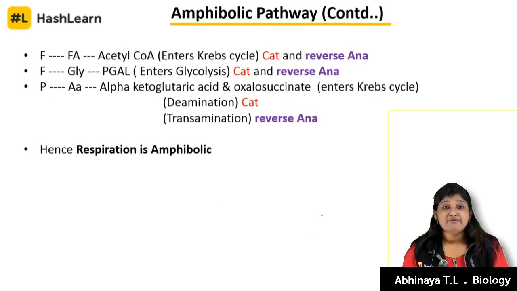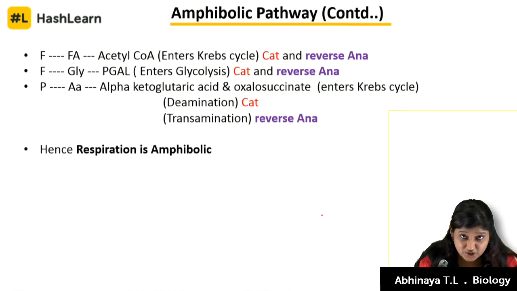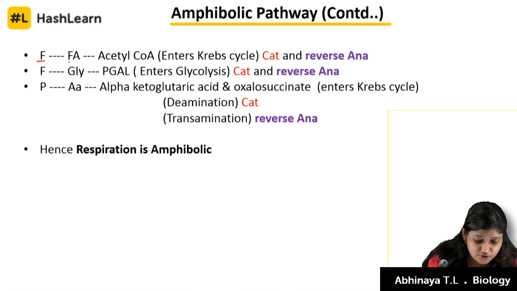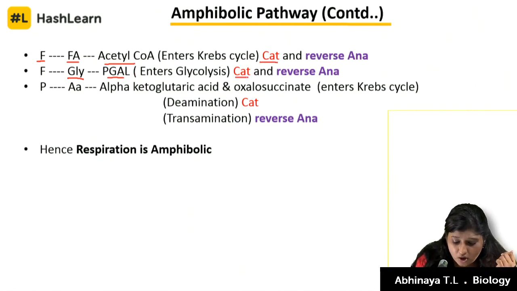At the end, with amphibolic, I told you respiration is both. What is this? It is catabolic and anabolic. How is it? It is actually these fats which got broken down into fatty acids and glycerol, which enter as acetyl-CoA and PGAL, as we just now discussed. So as it got broken down, it underwent catabolism.